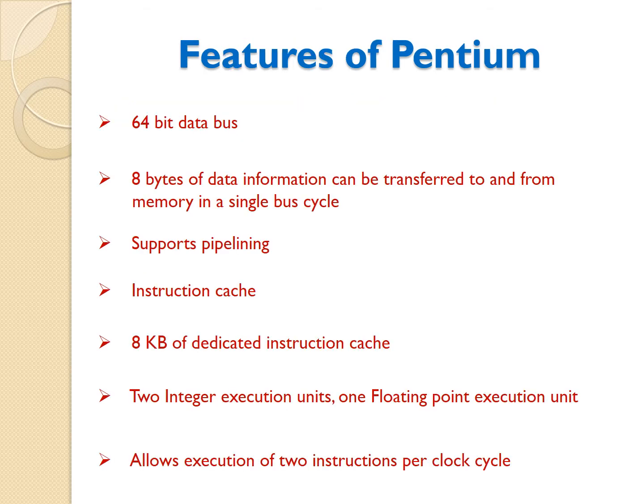The features of Pentium 4 processor are, it is capable of carrying 64 bits of data. The arithmetic logical unit runs at twice the processor core frequency and it consists of 20 stage of hyper pipeline technology. 8 bytes of data information can be transferred to and from memory in a single bus cycle and the L1 cache memory is capable of 8 kilobytes of data and L2 cache can handle up to 4 gigabytes of RAM. Hyper-threading technology supports in fast processor. It consists of 2 integer execution units and 1 floating point execution unit, and this Pentium 4 processor is capable of allowing execution of 2 instructions per clock cycle.